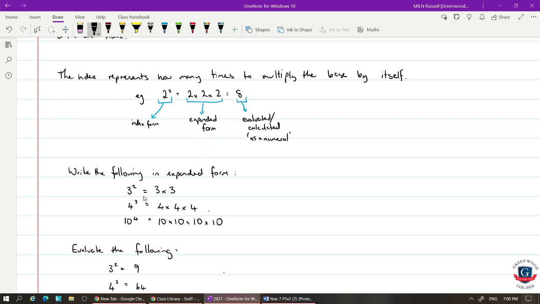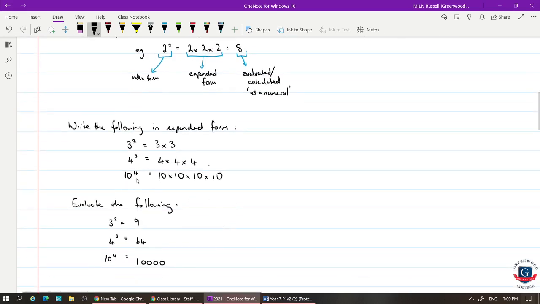Now we could do 3 squared in expanded form. That would be 3 times 3. Now we've written it from index form to expanded form. 4 to the power of 3 is 4 times 4 times 4. 10 to the power of 4 is 10 times 10 times 10 times 10. 10, 4 times, multiplied by itself.